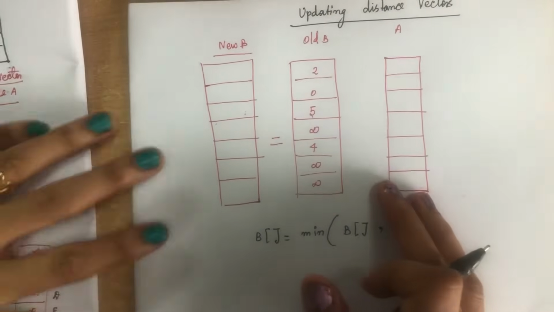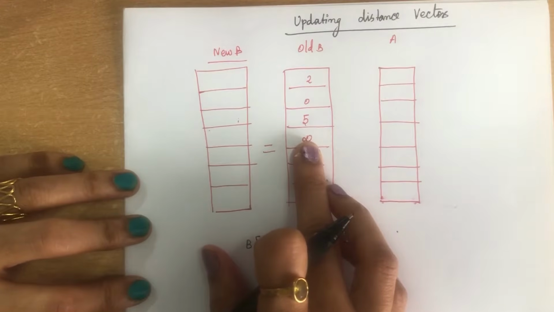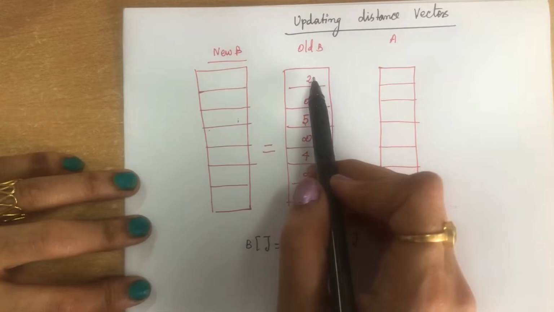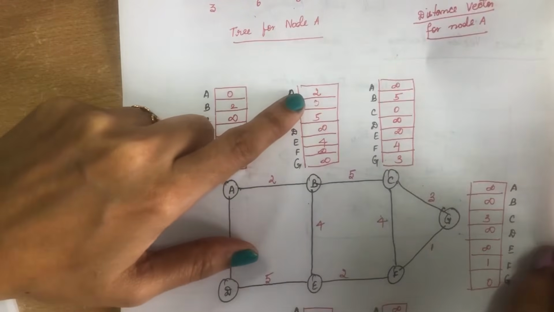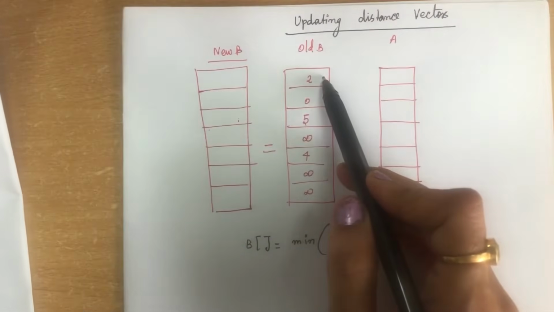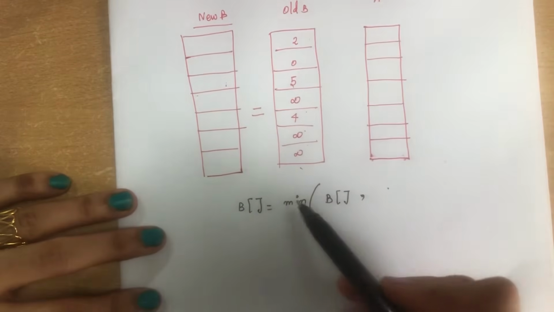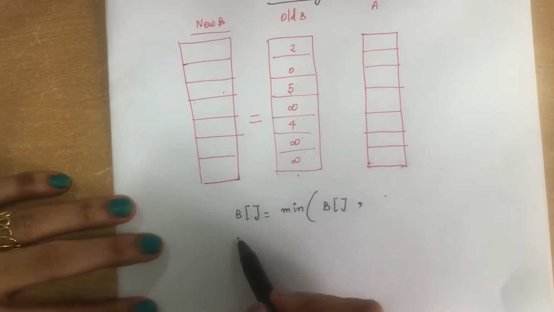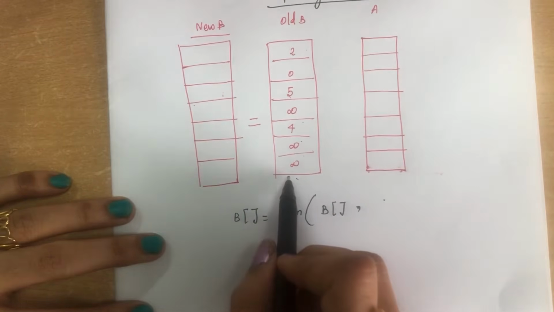Now, for example, if B is receiving this and wants to update its distance vector, initially it has the values 2, 0, 5, infinity, 4, infinity, infinity. So I am writing it over here: 2, 0, 5, infinity, 4, infinity, infinity. We have to use the Bellman-Ford algorithm to update its value. Since we have set some values to infinity, we have to update them.